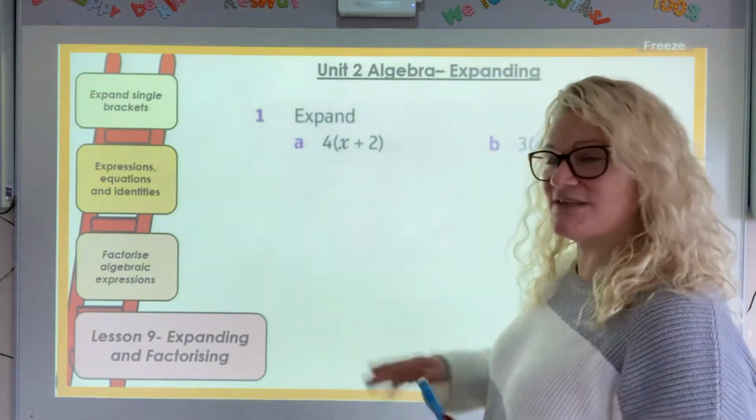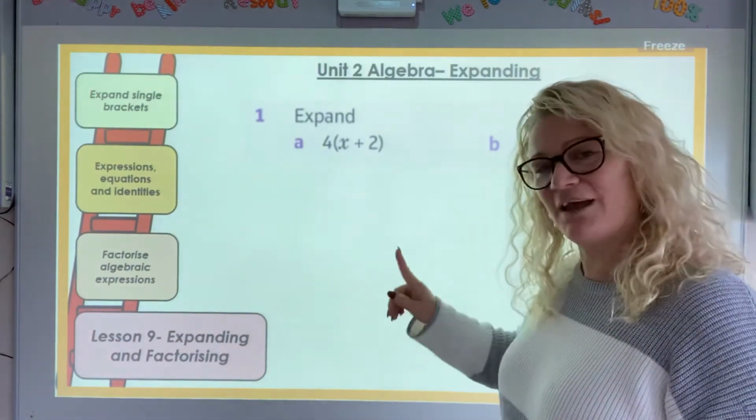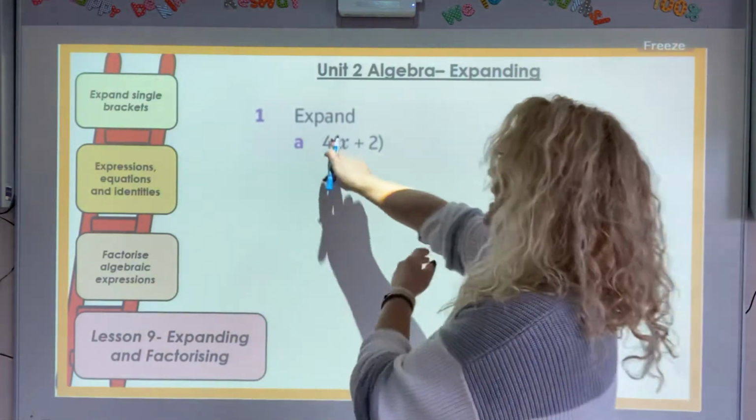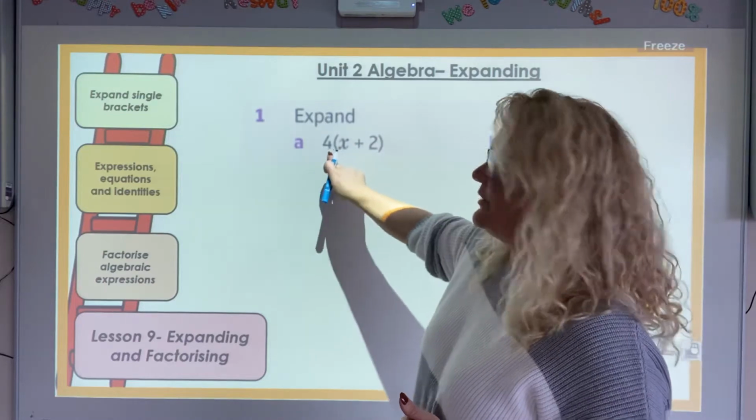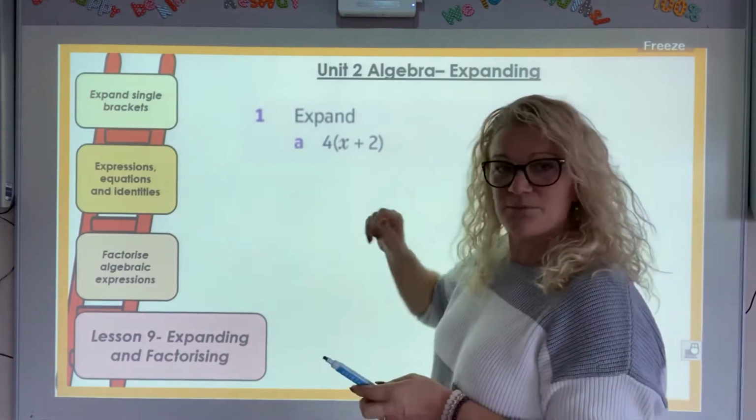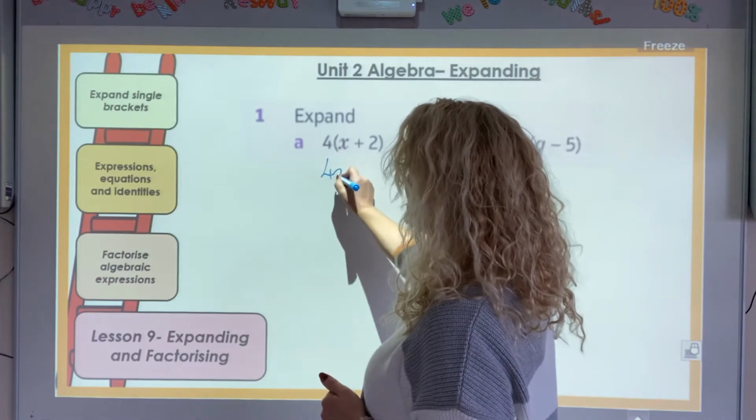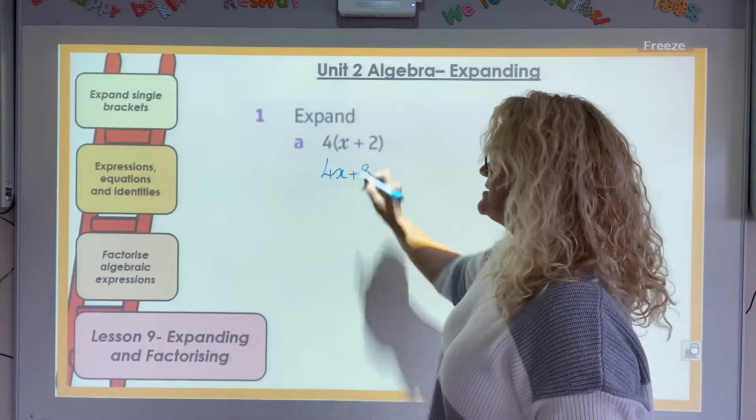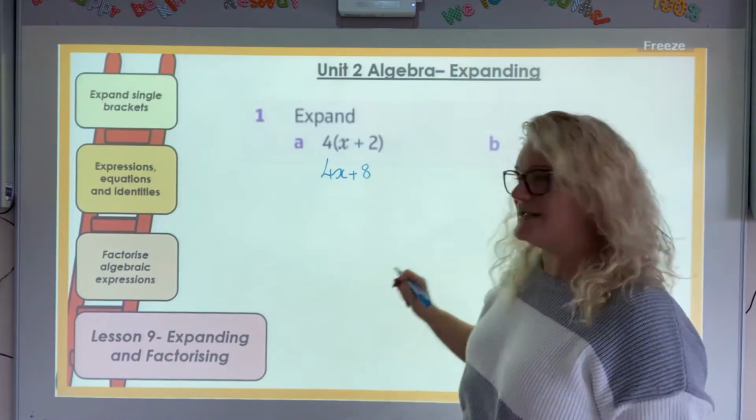But first things first, single brackets, and Miss Gallagher has very kindly put up some questions for me, and we're going to go through and have a quick example of both of these before we move on to the double brackets. So, as you know, we have to multiply out everything in the bracket with what's outside the bracket. So in this case, this means 4 lots of x plus 2. So we're going to do the 4 times the x first. 4 times x is 4x. And then we're going to do the 4 times the plus 2, which gives us 8. And because it's plus 2 and plus 4, it's plus 8.